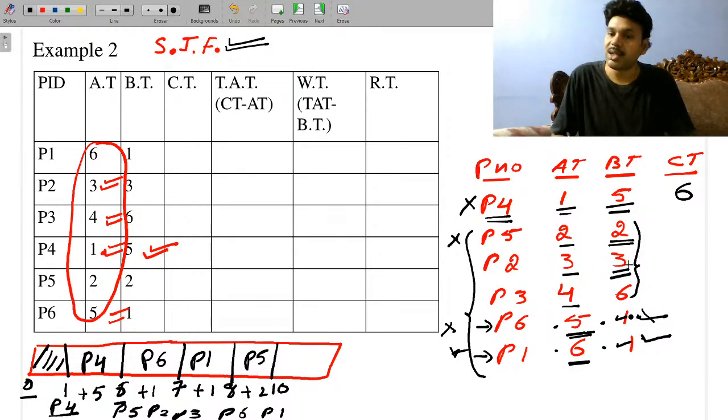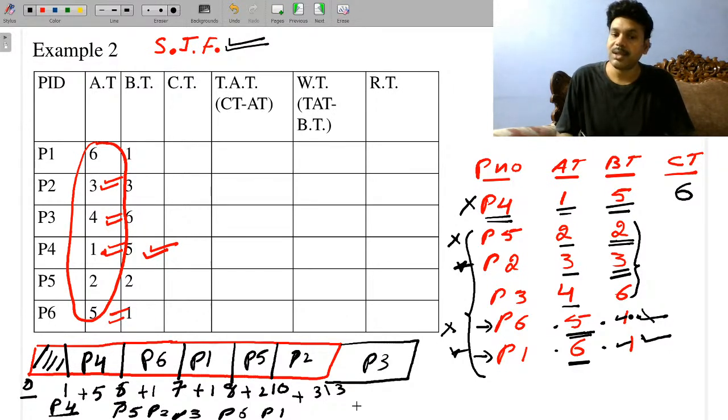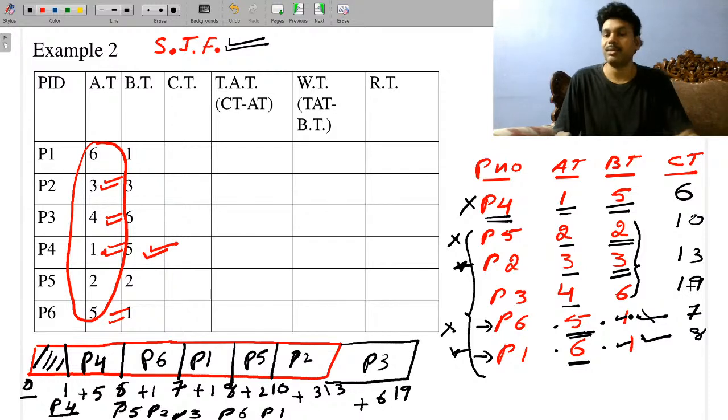Next, the next least burst time is P2, which is executed for 3 units of time, so by 13 it is completed. Now only one process is left. What is that? P3, which requires 6 units. It's 19. Now you tell me: P6 got completed by 7, P1 by 8, P5 by 10, P2 by 13, and P3 by 19.